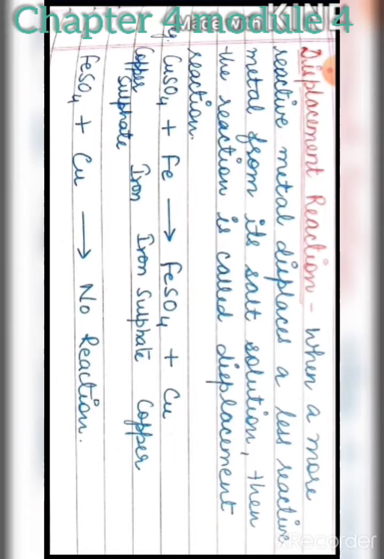If we do this vice versa, that means we take a salt solution of iron, iron sulfate, plus copper metal, what will happen? There will be no reaction. It is because copper is less reactive than iron. So this type of reaction is a displacement reaction.